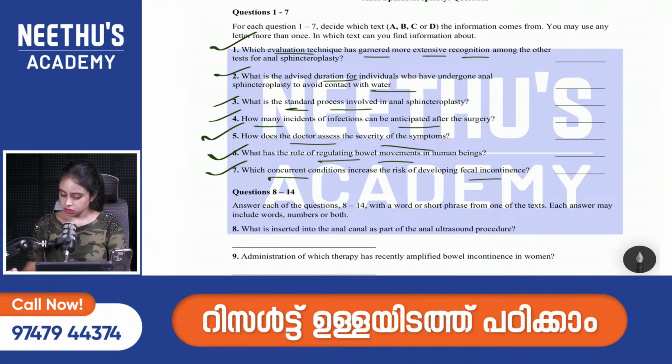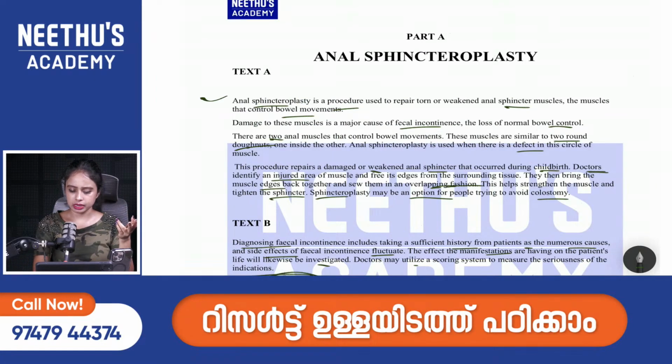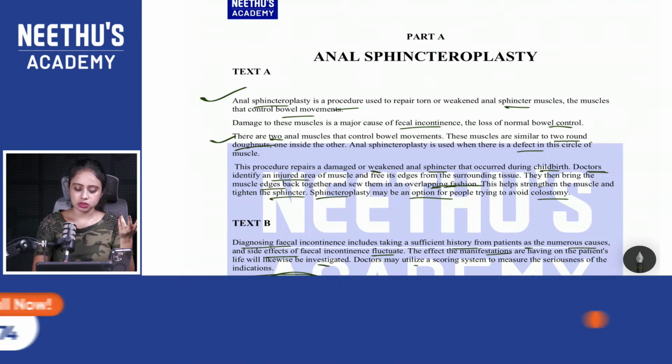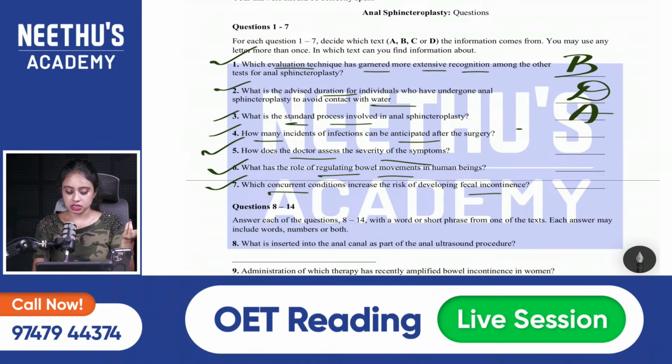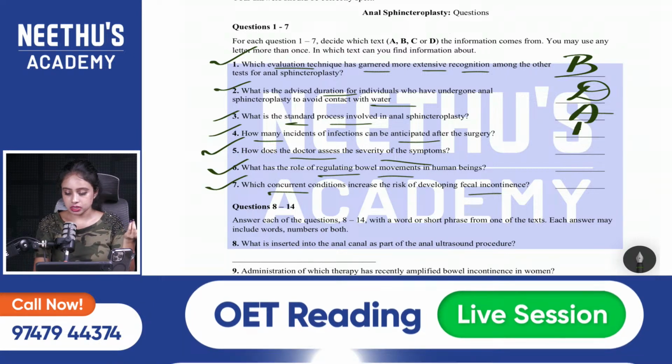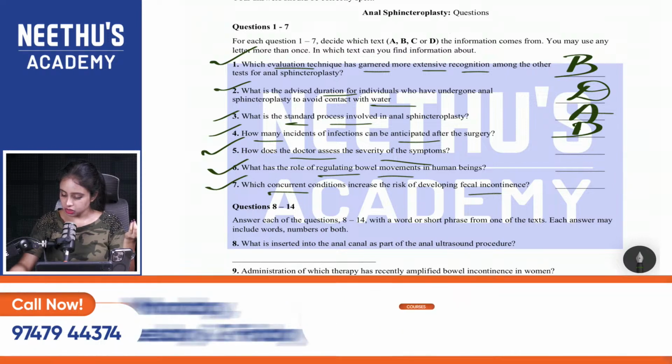So Beulah, BDA. Plastic, which is in text A, is all about the method. What are the two different anal muscles? That's all about the procedure, so that is text A. How many incidents of infections can be anticipated after the surgery? That is in text D. So BDAD. Correct? Yes, Ria.